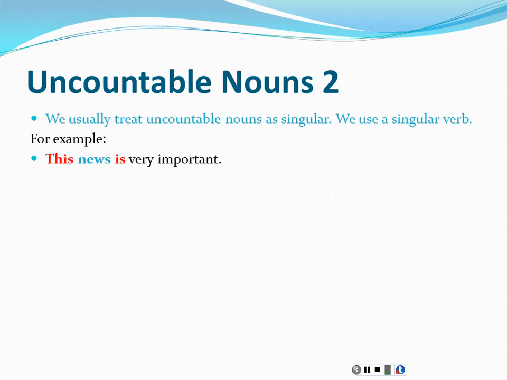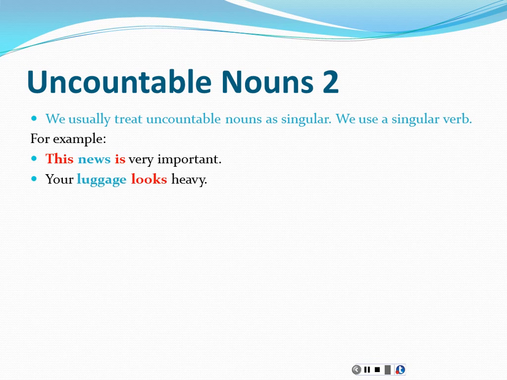فنستخدم فعل مفرد. مثال على ذلك هو is نستخدمه للأفعال المفردة مع الأسماء المفردة. So for example, this news is very important. إذن عملنا الاسم غير المعدود هنا معاملة المفرد. We treat uncountable noun as singular noun. We don't say are. These news are very important. No. We say this news is very important. So we use is, which is a singular verb for uncountable nouns.